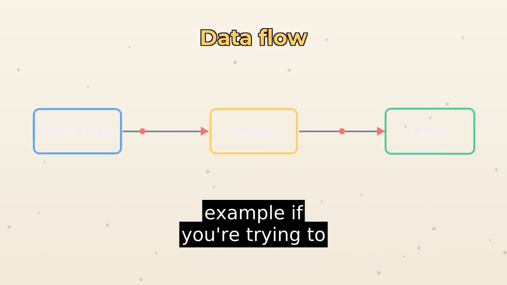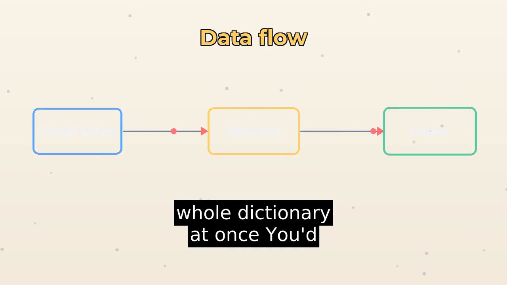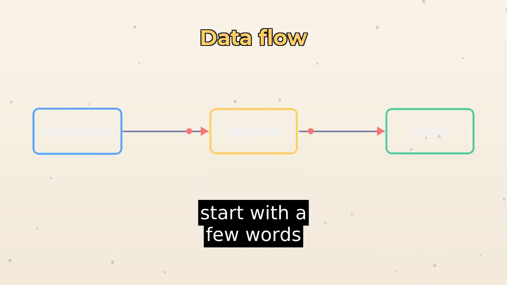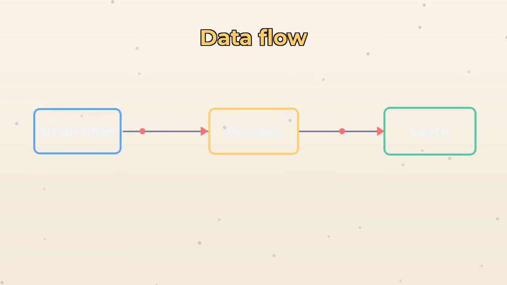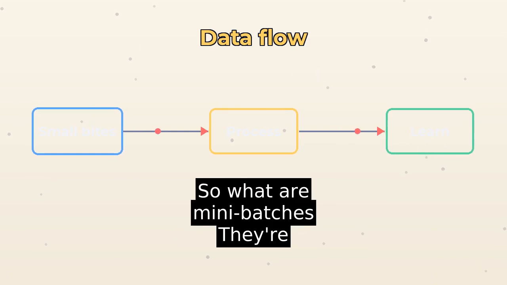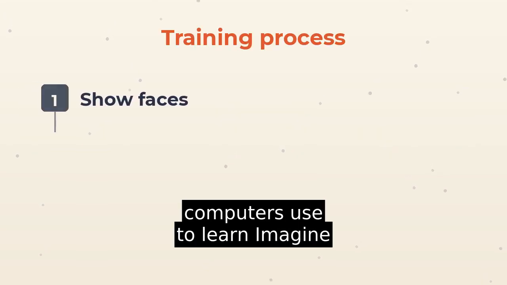For example, if you're trying to learn a new language, you wouldn't try to learn the whole dictionary at once. You'd start with a few words, practice them, and then move on to the next few. So, what are mini batches? They're small groups of data that computers use to learn.